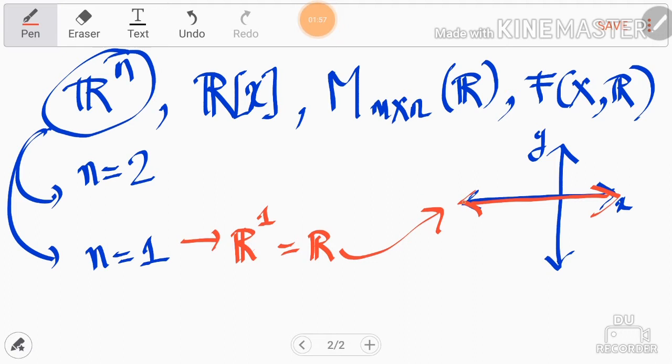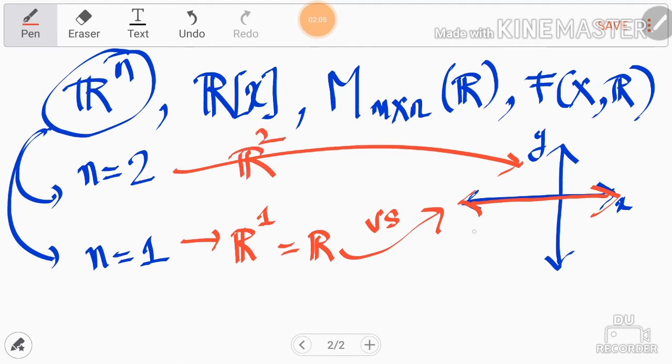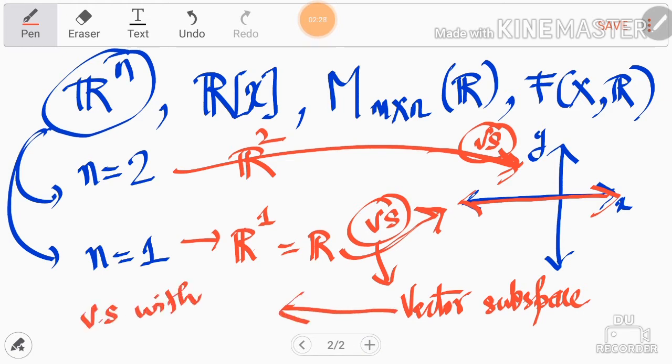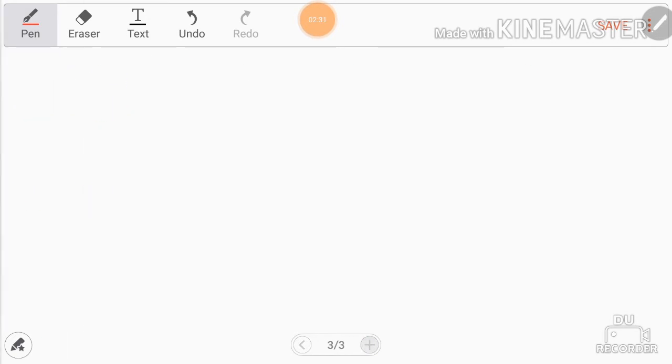So what do we see here? We know that this is a vector space. We know that this, which is r2, is also a vector space. So we see that there is a vector space lying inside another vector space. This is called a vector subspace. So what do you mean by a vector subspace? It is a vector space within a vector space. Let's look at the formal definition of the vector subspace.